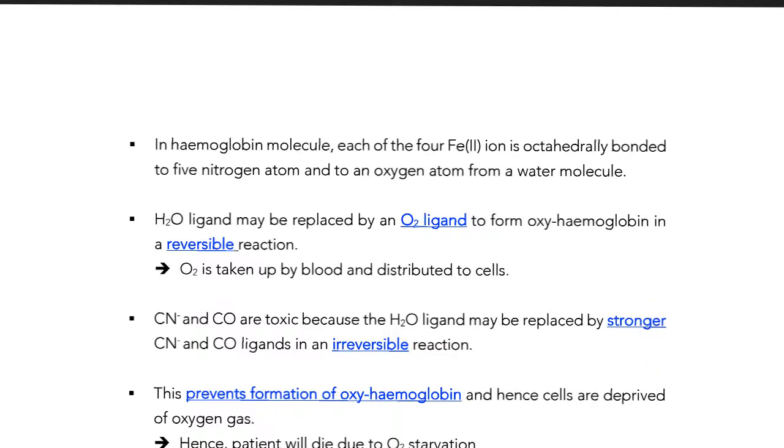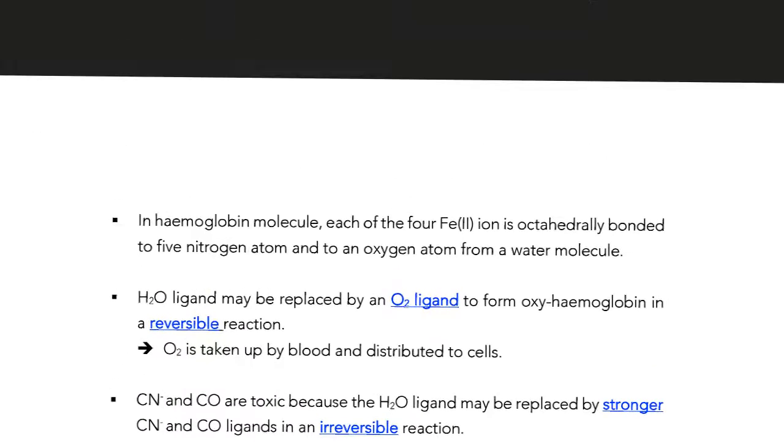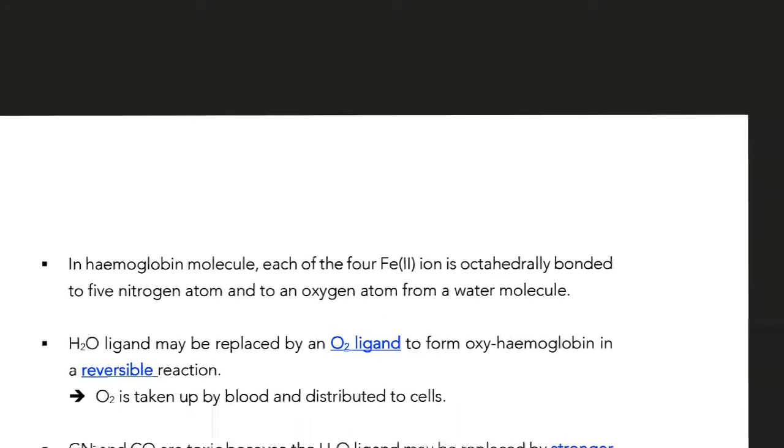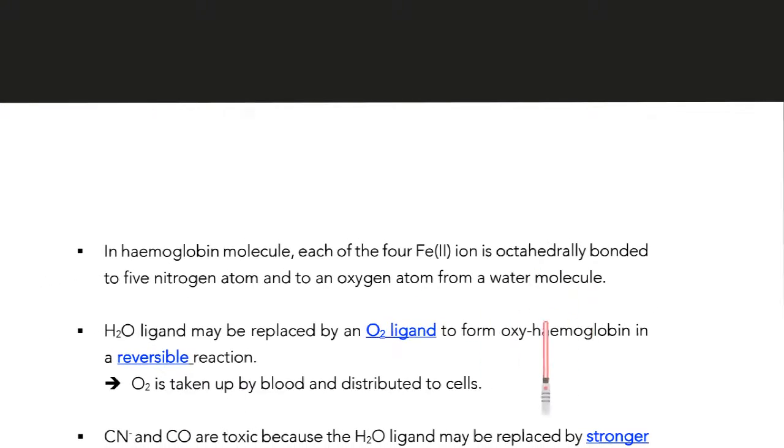Now, because the ligand strength of oxygen and water is quite similar, this reaction is reversible. So you get oxyhemoglobin and deoxyhemoglobin being formed and exchanged regularly at the lungs and the cells.